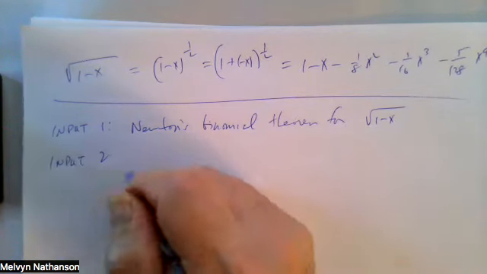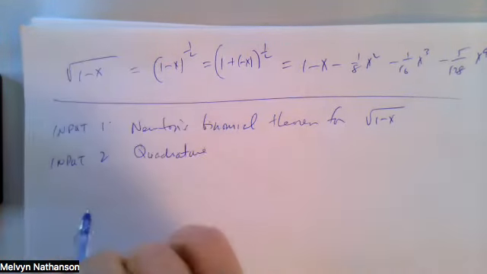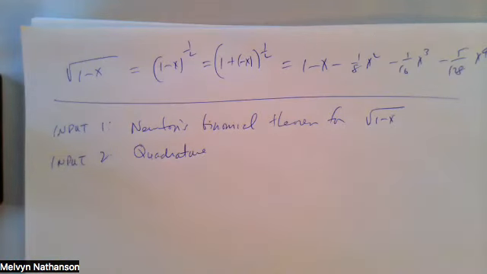Input 2 is quadrature. Remember, what is quadrature? For the Greeks, quadrature meant writing the area of some geometrical figure as the area of a square of the same size.